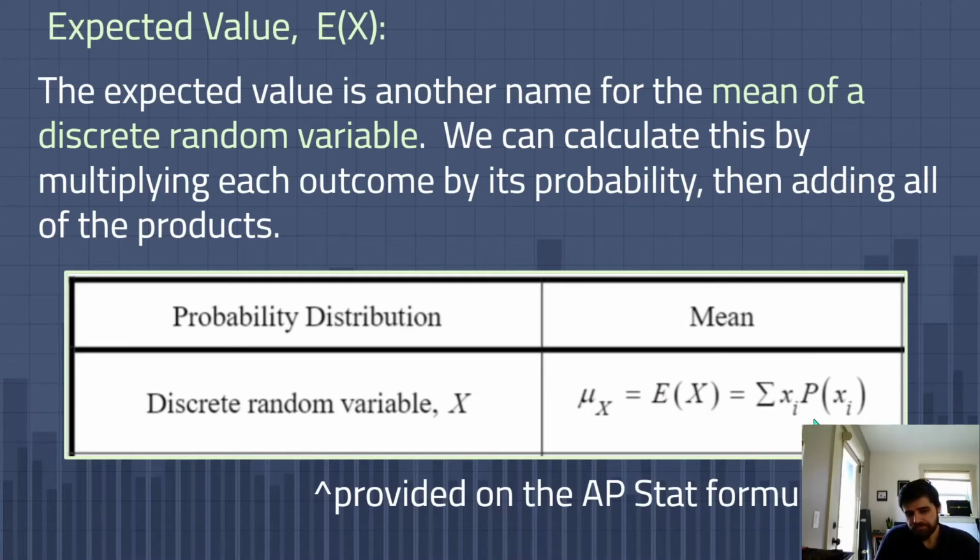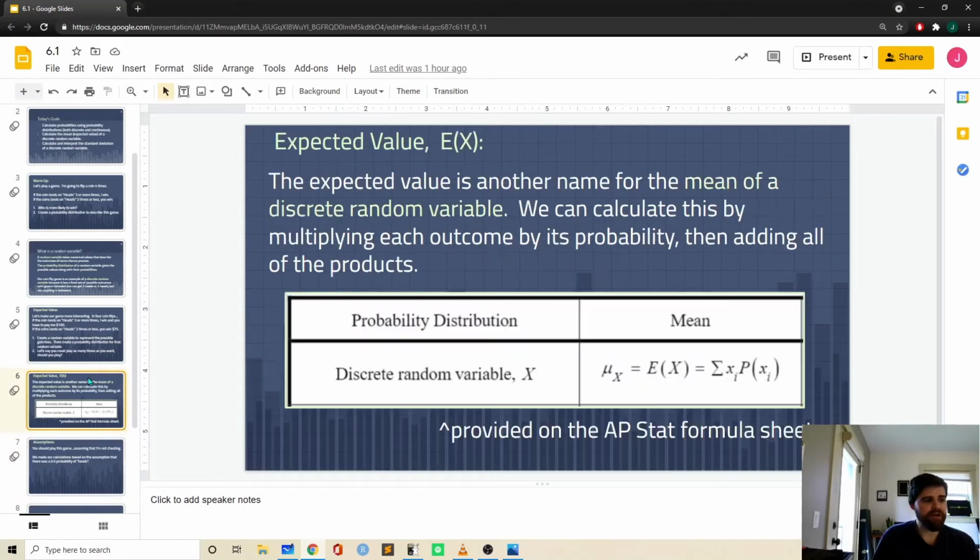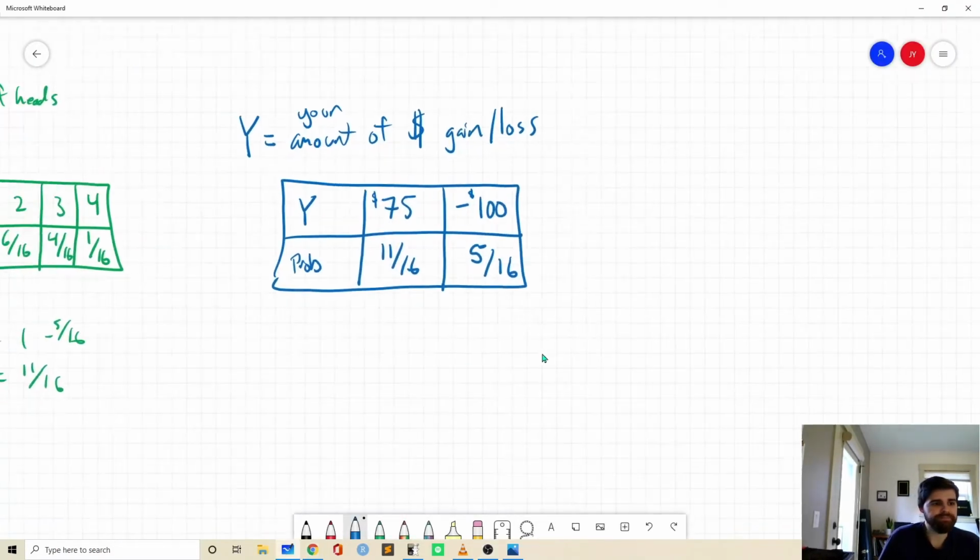And finally, to actually solve this, we would take each outcome value, each x, multiply it times the probability of that x happening, and then add up all those products. Okay, so let's try that. And again, the formula makes it seem much more complicated than it actually is.